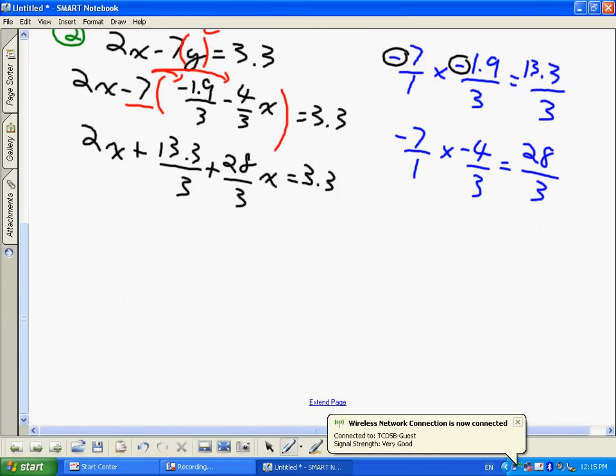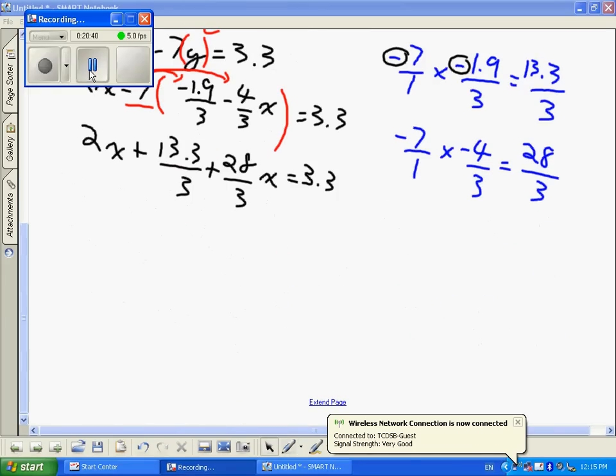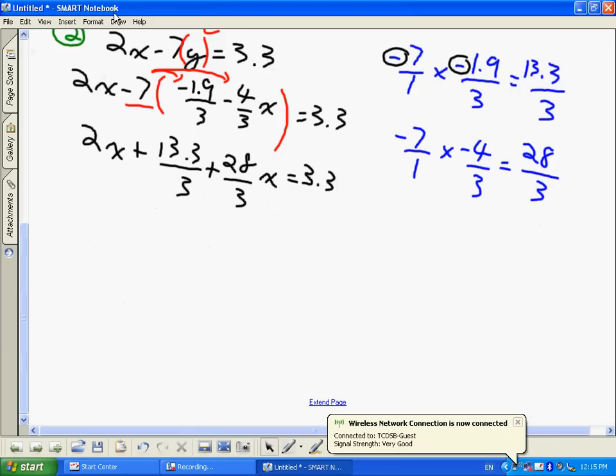Plugged it in. Now I've distributed everything. So we've distributed negative 7. I need to collect like terms. My two like terms, 2x and 28 over 3x. So I need to add those together. One's a fraction, one's not. I'm going to get a common denominator again. So I need to turn the 2x to a common denominator.